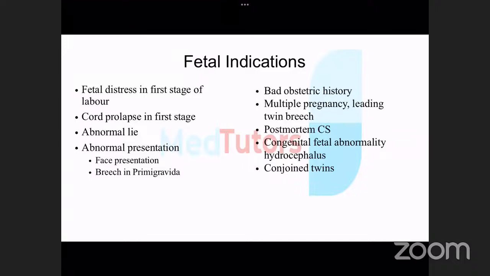Of course, postmortem CS. The woman just died, but the baby is alive. Do cesarean section within the first 2 to 3 minutes. Congenital abnormality of the uterus or the fetus. When you have a fetal abnormality that is incompatible with vaginal delivery, such as hydrocephalus, or when you have huge tumors. When you have conjoined twins that she cannot deliver by herself, you have to deliver them by cesarean section. These are some of the indications. There are many indications. Of course, maternal choice is an indication. Next slide.